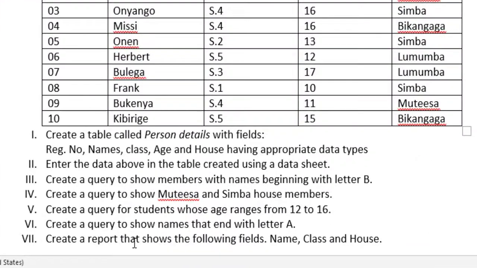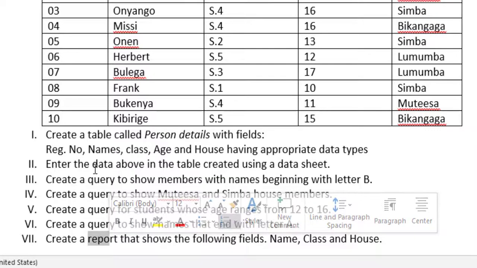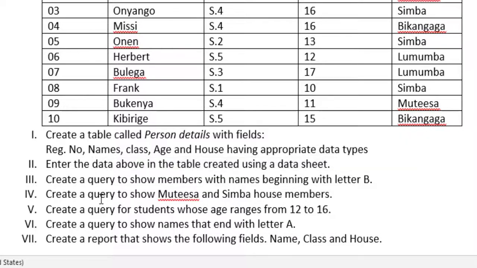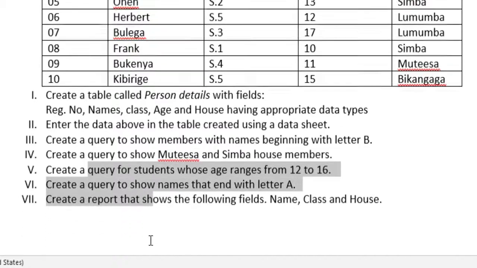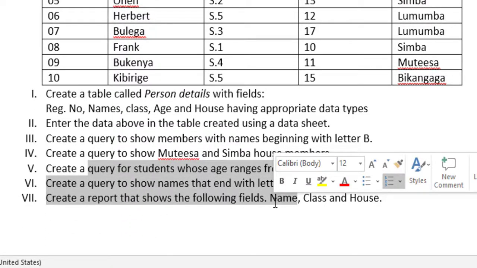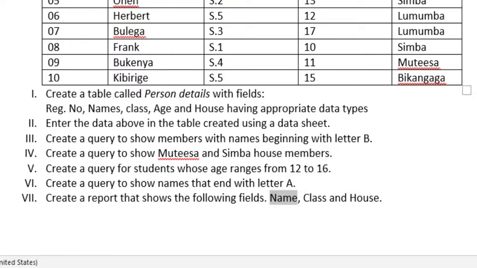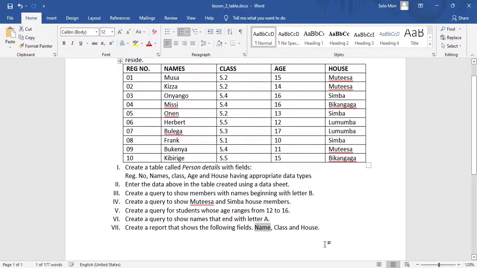Then create a report. Now they are bringing in a report. Create a report that shows the following fields: name, class and house. So here they are specific, but now we are going to report. It is not a query. We have done 4 queries, 1, 2, 3, 4. So we are going in for a report. Let us do a report and see. But we are putting only names, class and house.